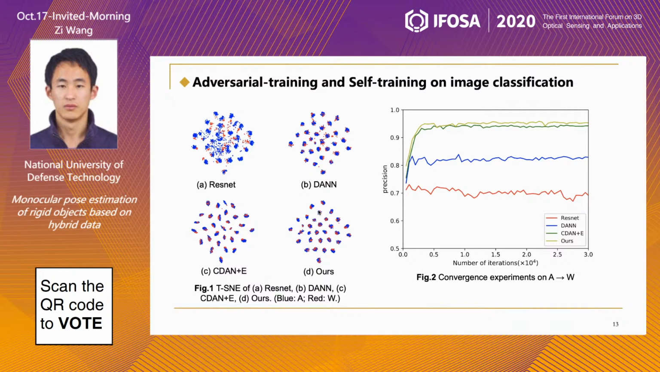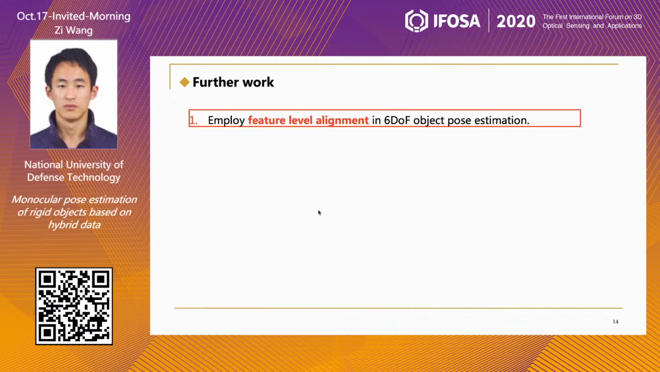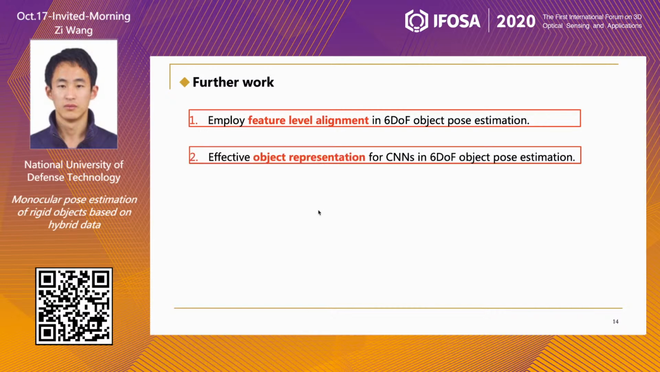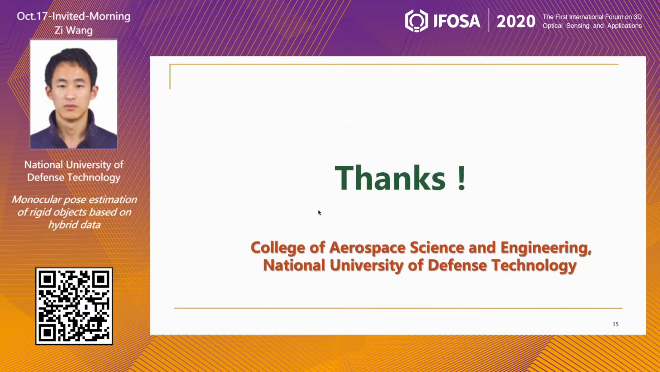There is several work to do in the future. To further explore synthetic images in 6DoF object pose estimation, feature level alignment can be utilized. Another important avenue for future work is to explore object representations in this task, such as points and contours. The last future work is the use of self-supervised techniques in 6DoF object pose estimation to obtain a more robust estimator. My report is finished.